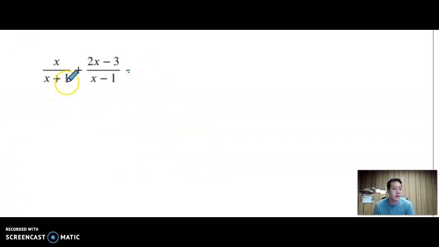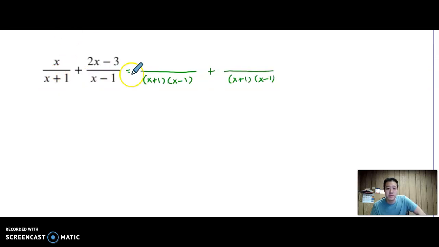All right, this is number 4 in part 2, right? Remember we started adding and subtracting rational expressions, and so we need a common denominator here, right? And so these are different denominators right now. And one thing you could do to get common denominators is to multiply them. And so our common denominator is x plus 1 and x minus 1, right?